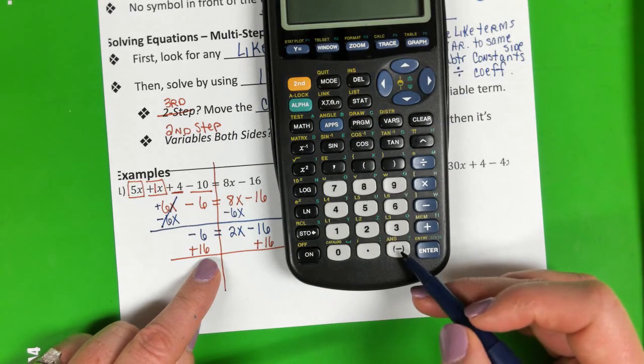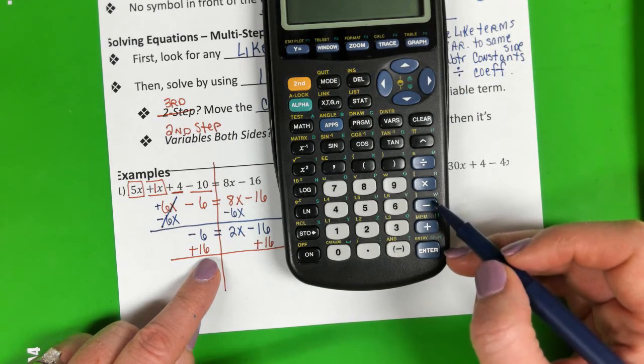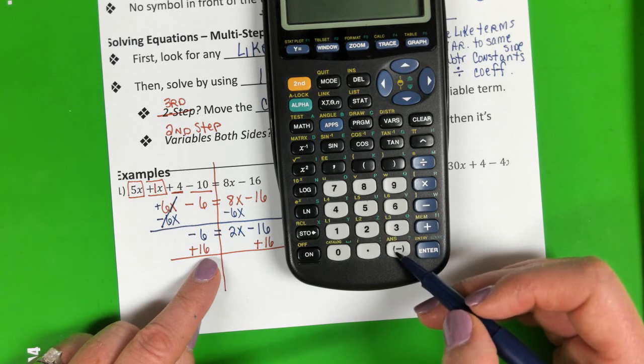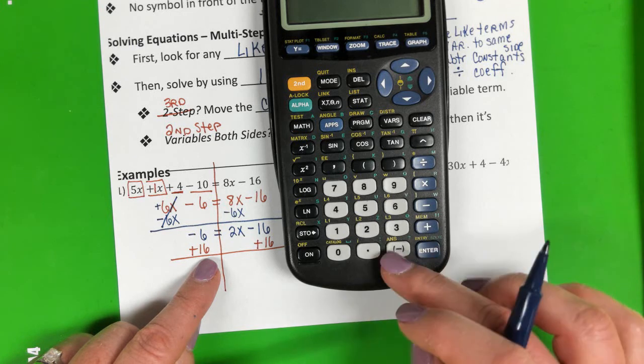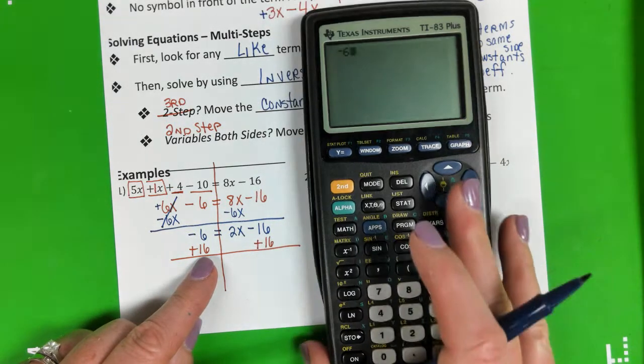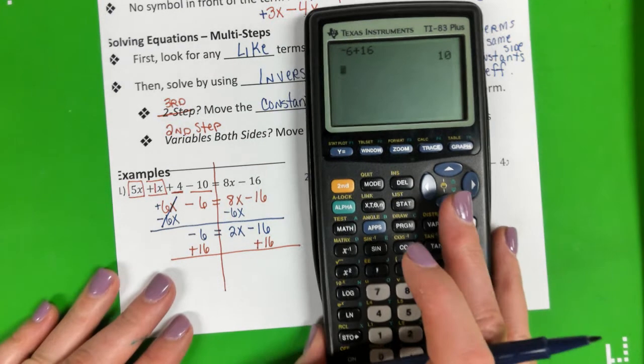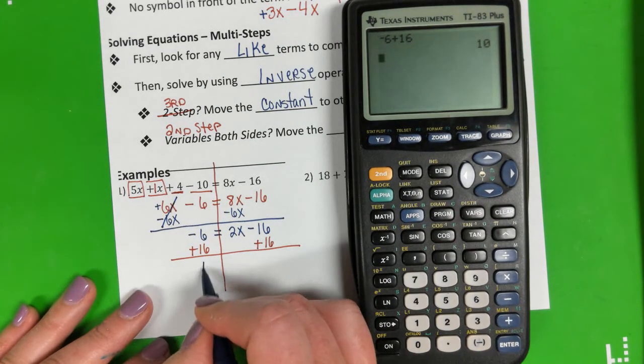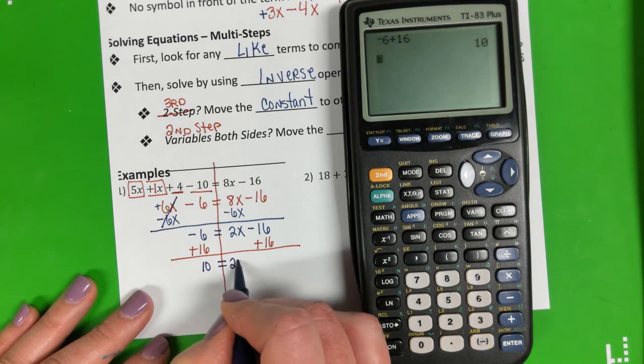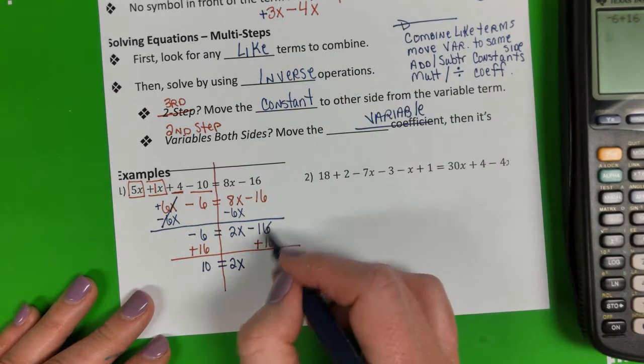On these calculators, there's a difference between the minus button and the negative key. So if I want to type in negative 6, I'm going to use this key right here. So negative 6 plus 16 is 10. So if you're not good with integers, pick up that calculator. 10 equals 2x, because this canceled out.